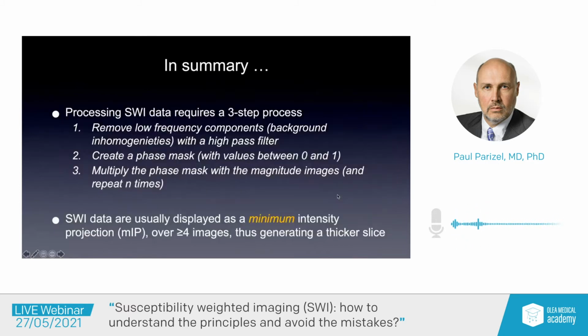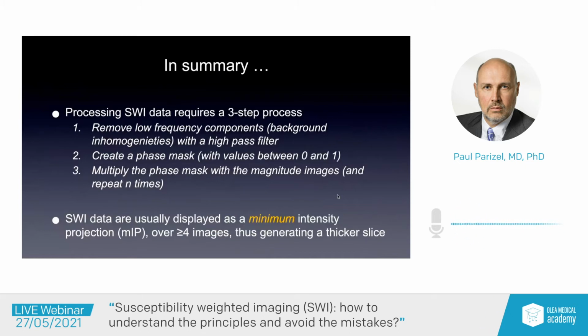So in summary, and even for those of you who don't have a technical interest, it is still important that you should at least remember some of this to understand the danger, the potential, but also the pitfalls of this sequencing. So your image is made in a three-step process. Step one is to remove the low frequency components from the phase image with a high-pass filter.